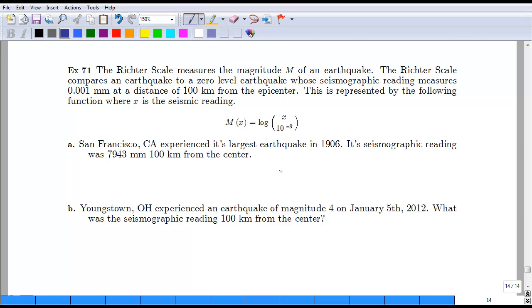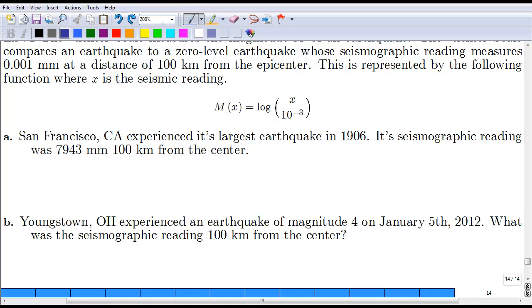So in this case, San Francisco, California experienced its largest earthquake in 1906. Its seismographic reading was 7,943 millimeters at 100 kilometers from the epicenter. So again, this is our x, this is our seismographic reading. So we can plug this in. M is equal to, in this case it would be log of 7,943 divided by 10 to the negative third.